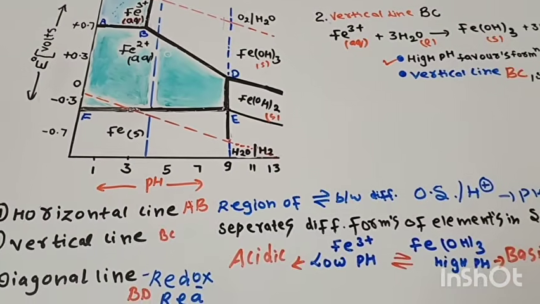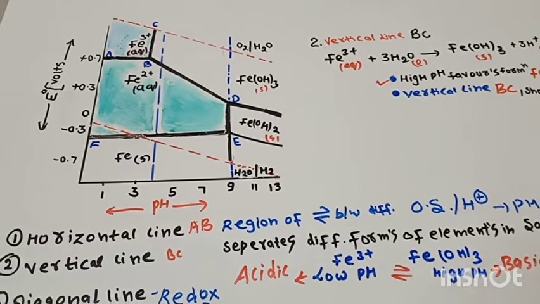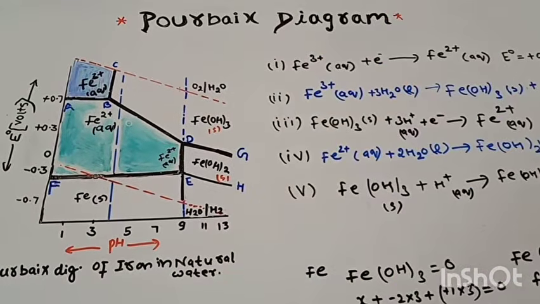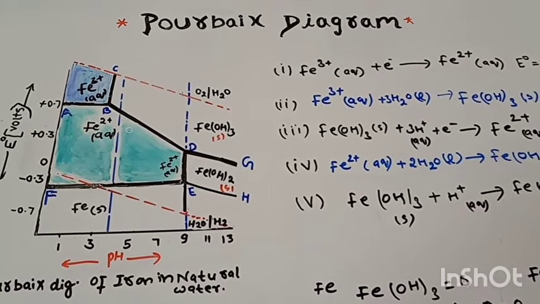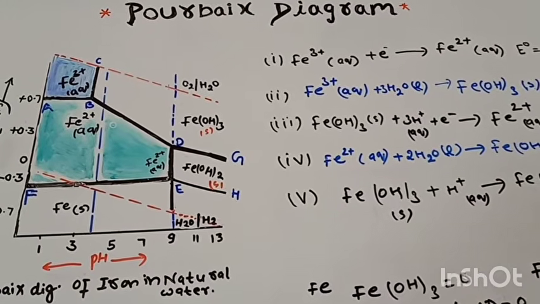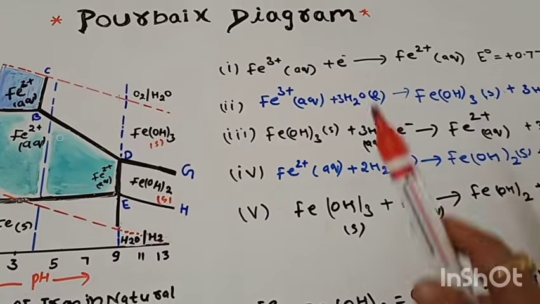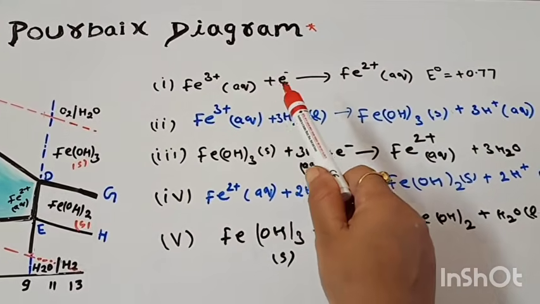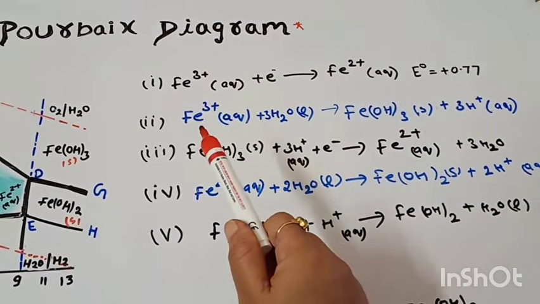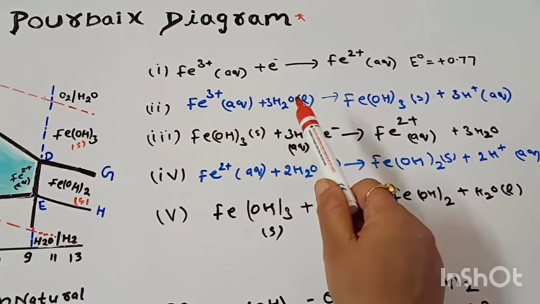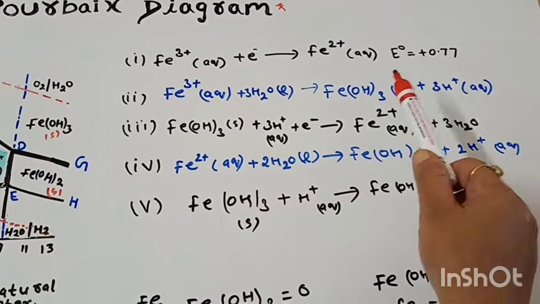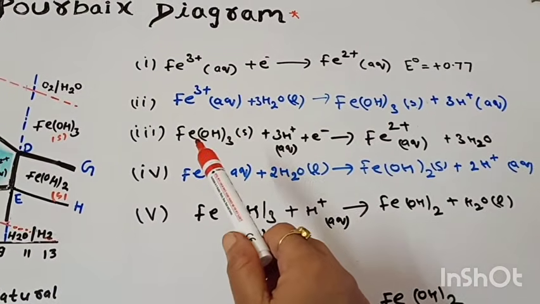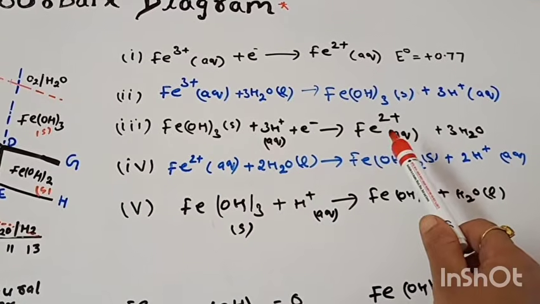Now let us see some important reactions of our Pourbaix diagram taking place here in the natural water. To understand the Pourbaix diagram of iron in the natural water, there are 5 important reactions. First, this is our simple reduction reaction, where Fe3+ plus an electron gives Fe2+. Then the second reaction is the reaction of Fe3+ ions in the water to give ferric hydroxide and H+ ions.